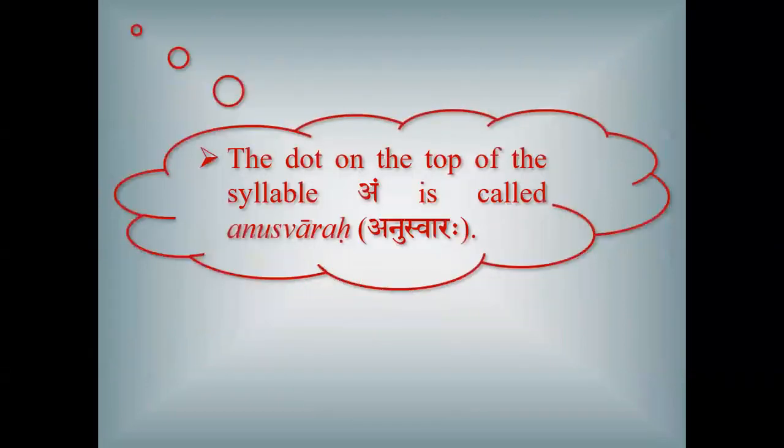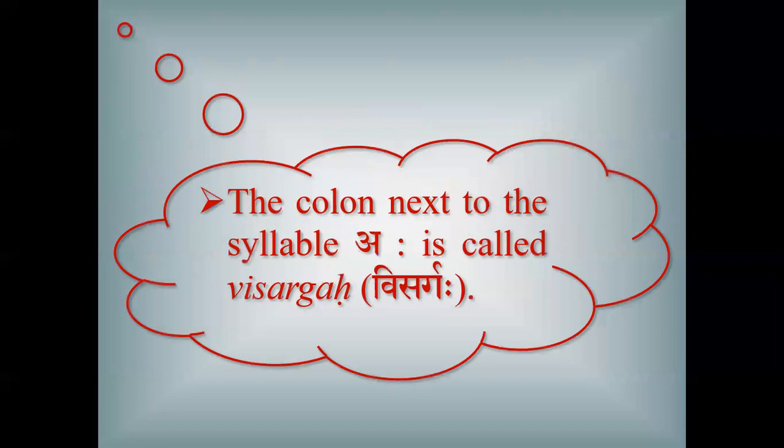Now, the dot on the top of the syllable A. The syllable A is only an example. It can come with any vowel. So the dot is called Anuswaraha. Anuswara takes the sound of the vowel. Then the colon which comes next to the syllable A is called Visargaha.